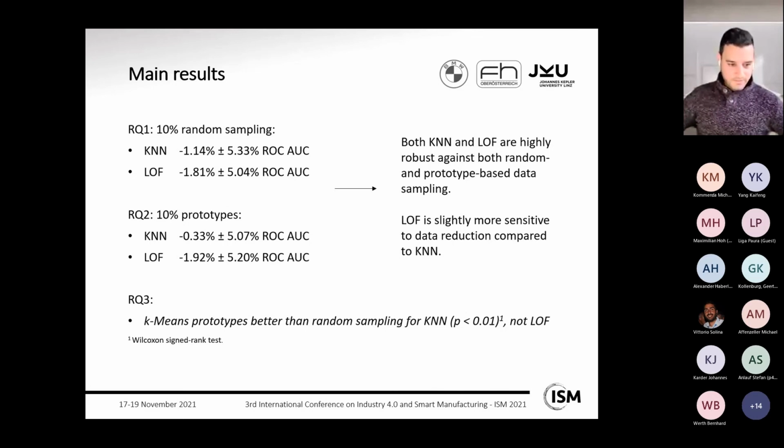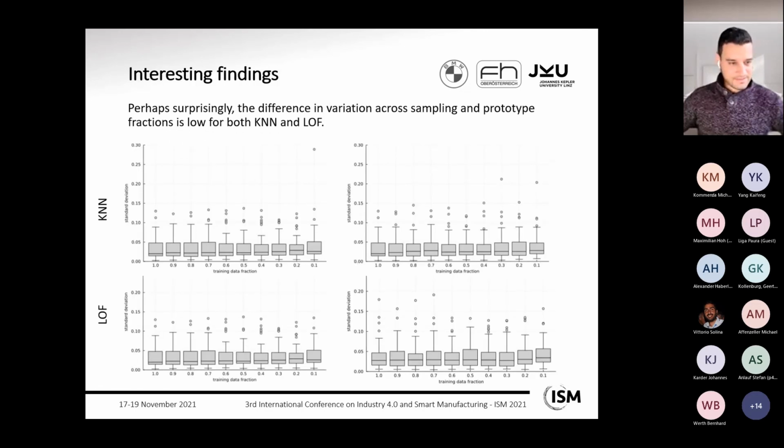So for the third research question, we asked if there is a difference between random subsampling and using prototypes to reduce the data. And there, the result is that k-means prototypes are better for KNN, statistically significantly better, but not for the local outlier factor. And then I would like to show you a couple of interesting findings.